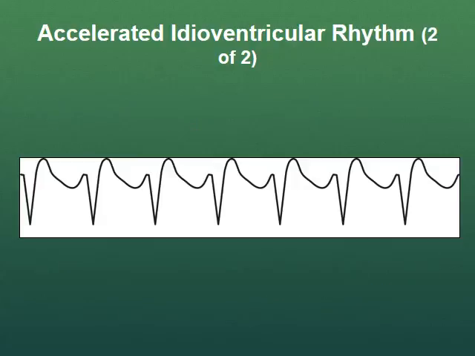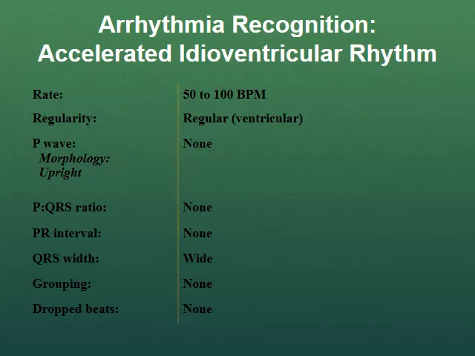Here's our example of an accelerated idioventricular rhythm. All right, so like we said, the only difference between this and a ventricular escape rhythm is the rate, 50 to 100 beats a minute.